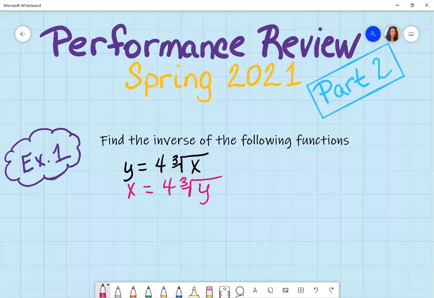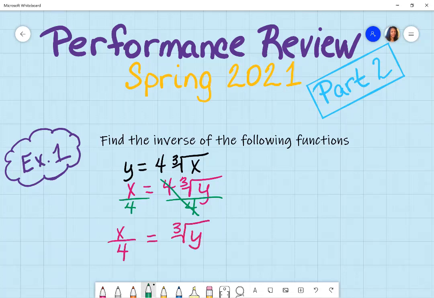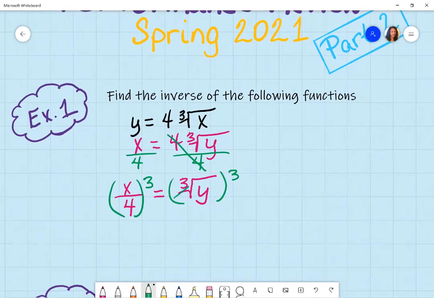You're going to divide the 4 on both sides so that you're trying to work to get that y by itself. You're solving for y right now. This is going to leave you with x divided by 4 is equal to the cube root of y. Again, we're trying to get y by itself, so the inverse of a cube root is to cube. What I do to one side, I do to both. And the purpose of doing that, again, is to get rid of that.